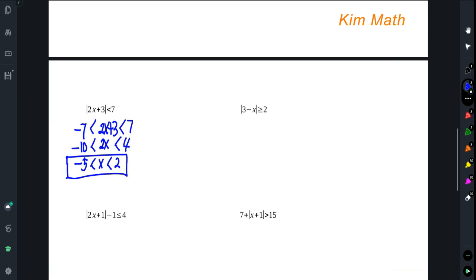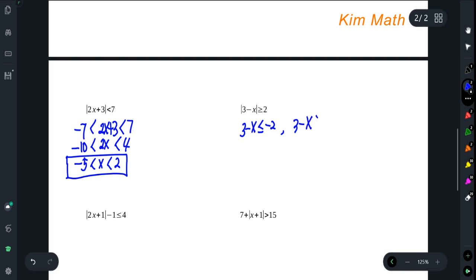Okay, next one. Absolute value of something is greater than 2. So remember that. Without the absolute sign, this is less than or equal to negative 2, or without the absolute sign, 3 minus x can be greater than or equal to 2. Okay, step by step.